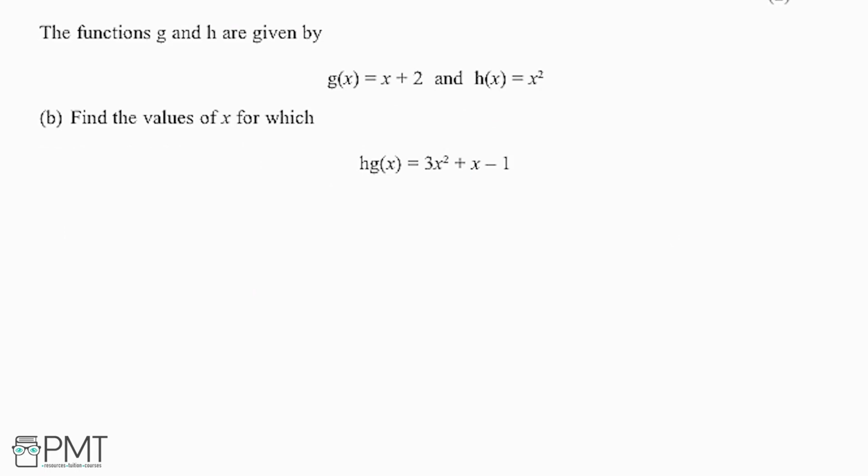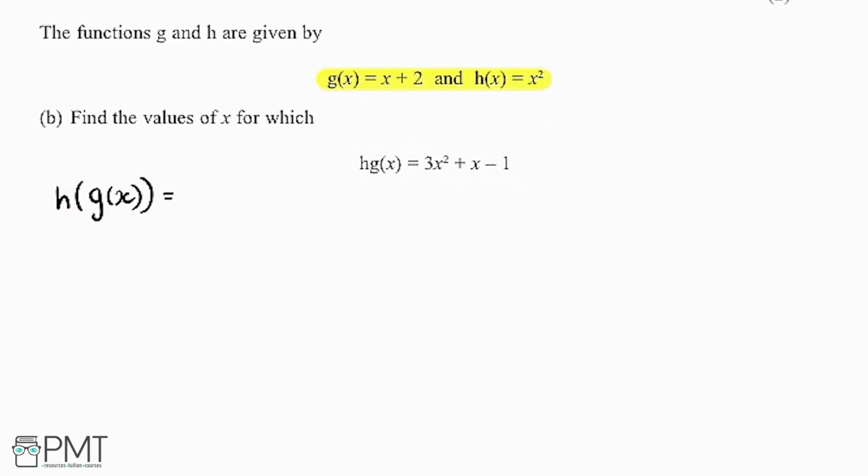The functions g and h are given by g of x equals x plus 2 and h of x equals x squared. Part B says we need to find the values of x for which h of g of x equals 3x squared plus x minus 1. So h of g of x is basically saying we've got the function h, and within the function we're going to do g of x. So essentially we carry out g of x first and feed that into h and then carry out that function.